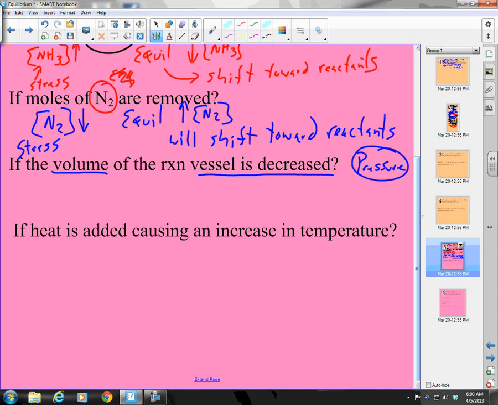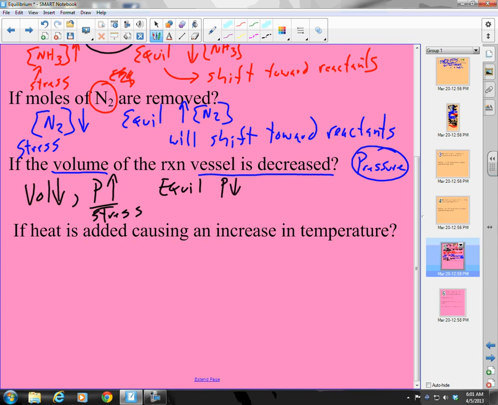Here we go. So my volume of the reaction vessel is decreased. What does that mean? Volume is decreased. That means pressure increases. So what's my equilibrium want to do? This is my stress, right? So my equilibrium wants to remove that stress. And so what does it want? It wants pressure to decrease.